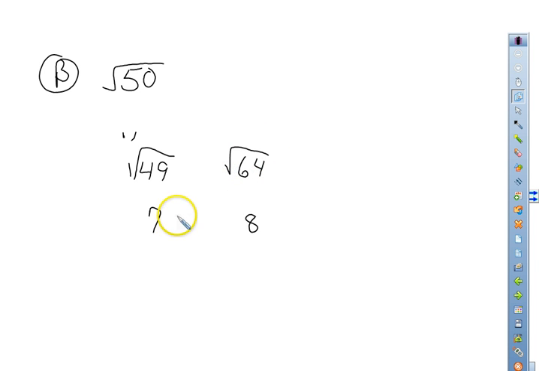So you have 64, and then it's a matter of determining, is 50 closer to 49 or to 64? In this case, you can see that it's only one away. So my answer to this, the best estimation, is 7.